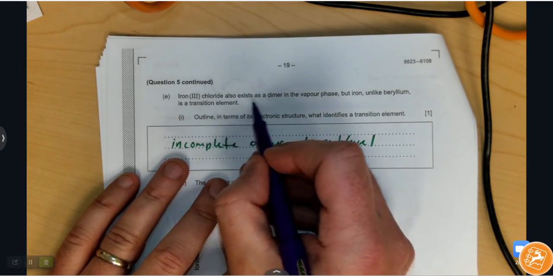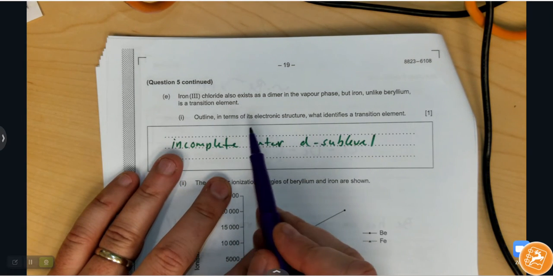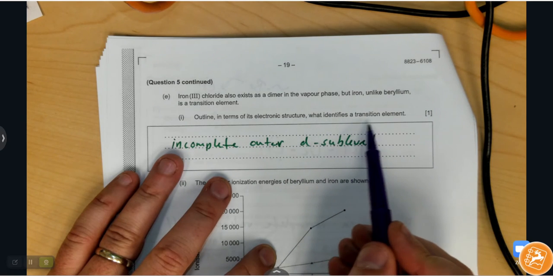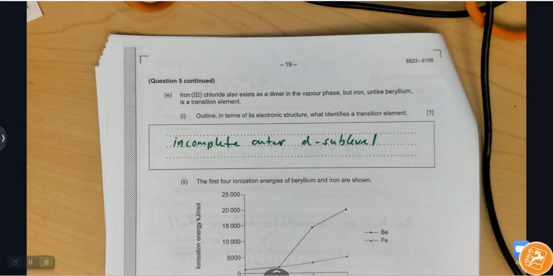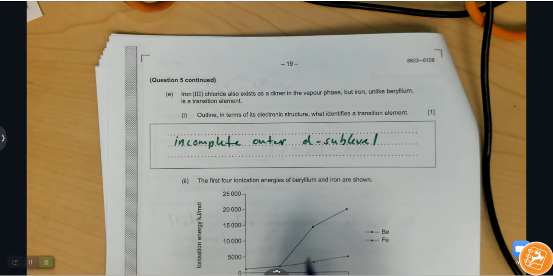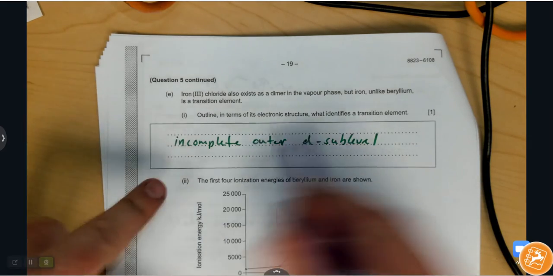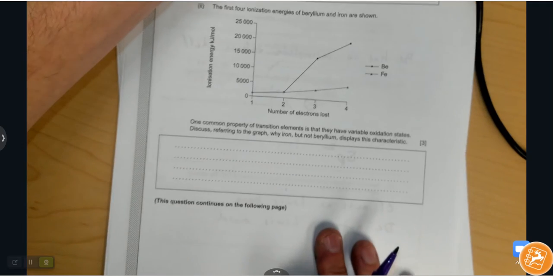Iron 3 chloride also exists as a dimer in the vapor phase, but iron, unlike beryllium, is a transition element. Outline, in terms of electronic structure, what identifies a transition element? It means they have an incomplete outer d sublevel. Remember, they also have multiple charges, but that's mentioned here. So in terms of electronic structure, it's about the fact that they have incomplete d orbitals.